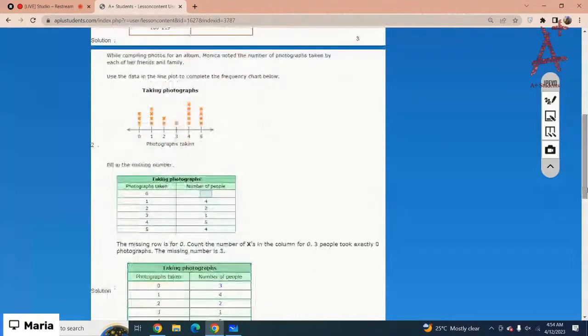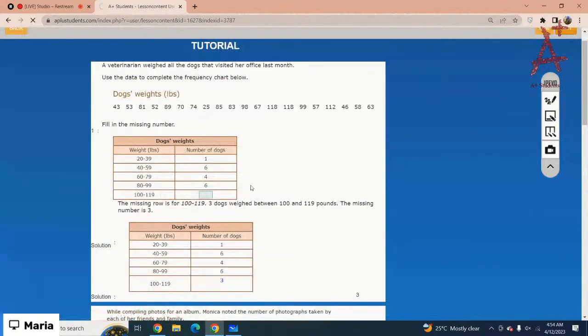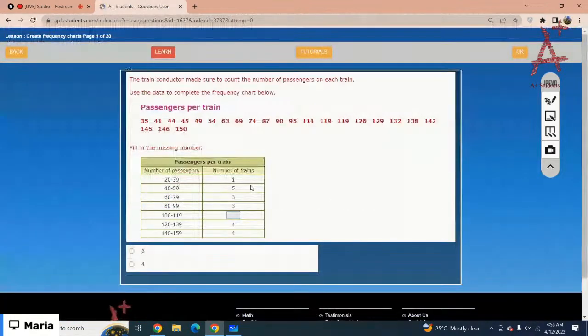Okay, while compiling photos of an album, Monica noted the number of photographs taken by each of her friends and family. So fill in the missing number. Photographs taken. Zero photographs by how many people? You just match the cross in front of zero. It would be 1, 2, 3. Got it? That means three persons have no photograph. Let's start with the test questions.